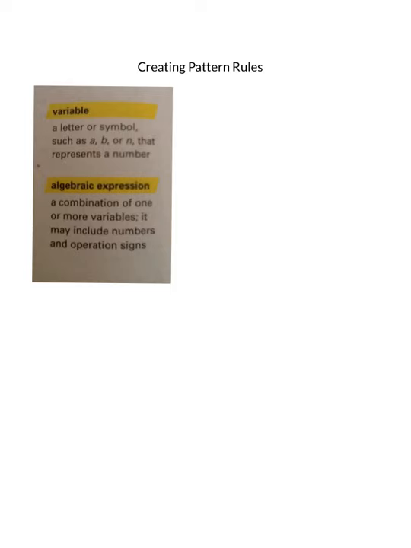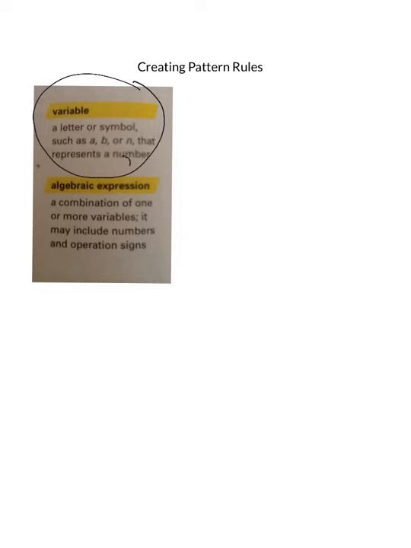Today's lesson is on creating pattern rules, and I just want to go over a couple of things, review a couple of things before we get started on creating these pattern rules. So first off, we will discuss what a variable is. A variable is simply a letter or a symbol such as A, B, or N. Sometimes it's represented as T or X that represents a number.